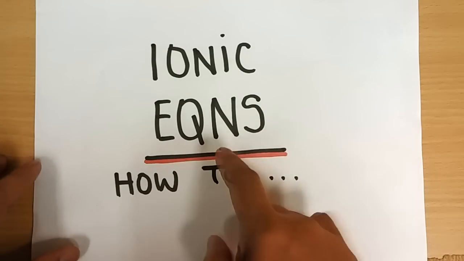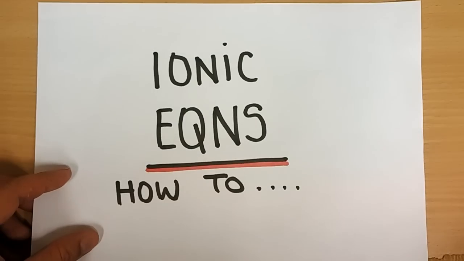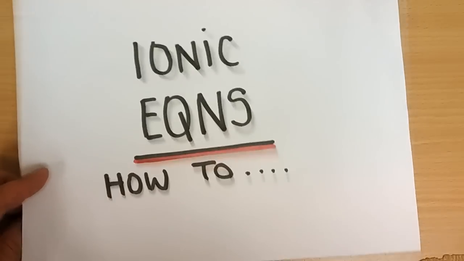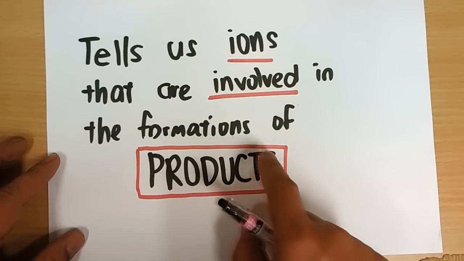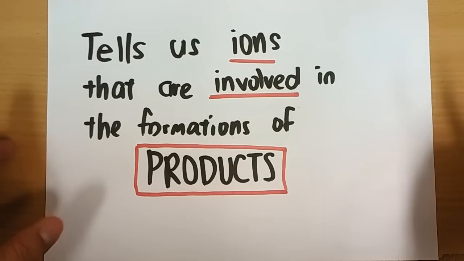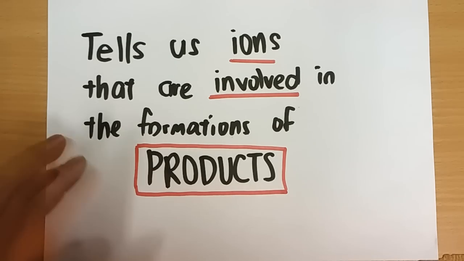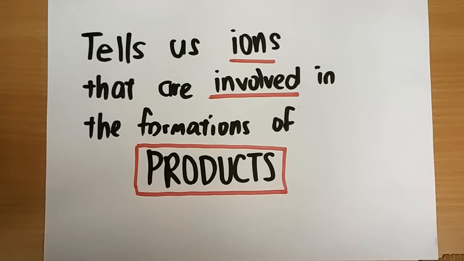This video is on ionic equations and how we write an ionic equation. So let's get started. Basically, an ionic equation tells us the ions that are involved in the formation of products. Okay, so what are the ions that are involved in forming a product? So how do we do it?